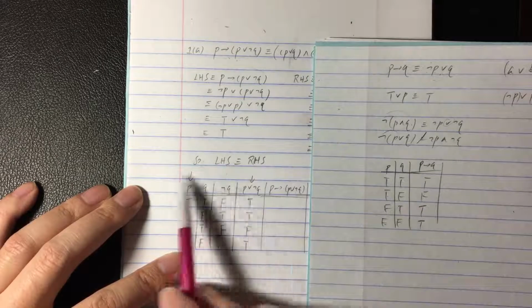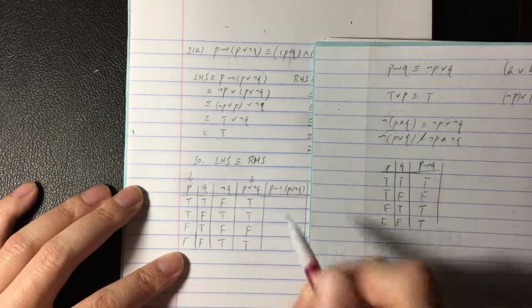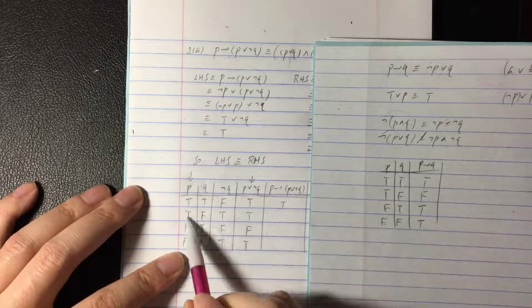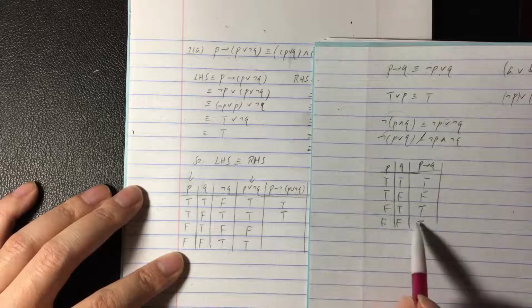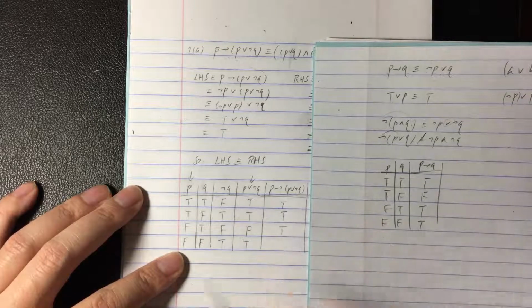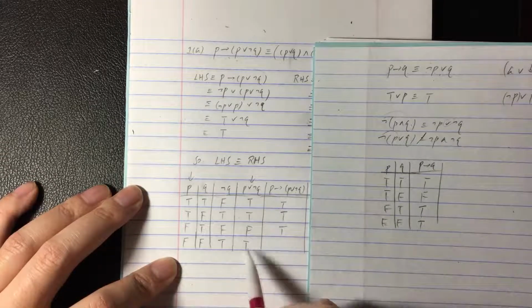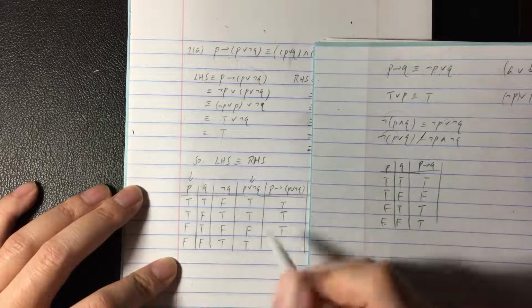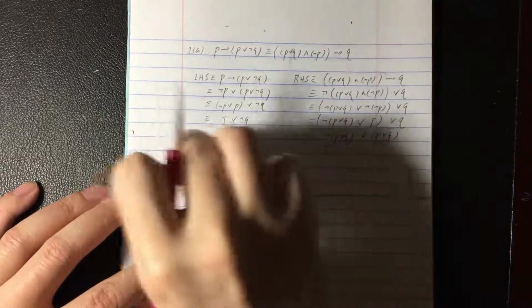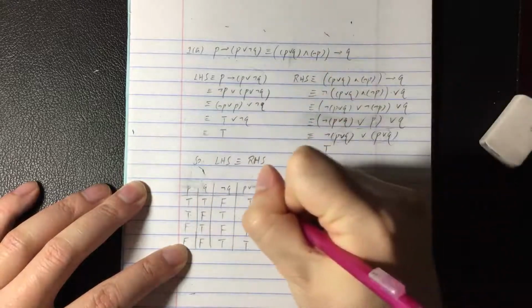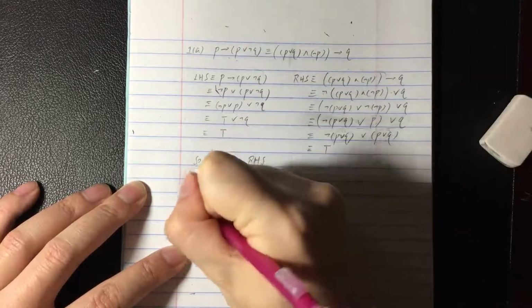Here, look at these two columns. True implies true is true. True implies true is true. False implies false is true. False implies true is true. So the first statement is always true. Using the truth table, we can see that the first statement is always true.